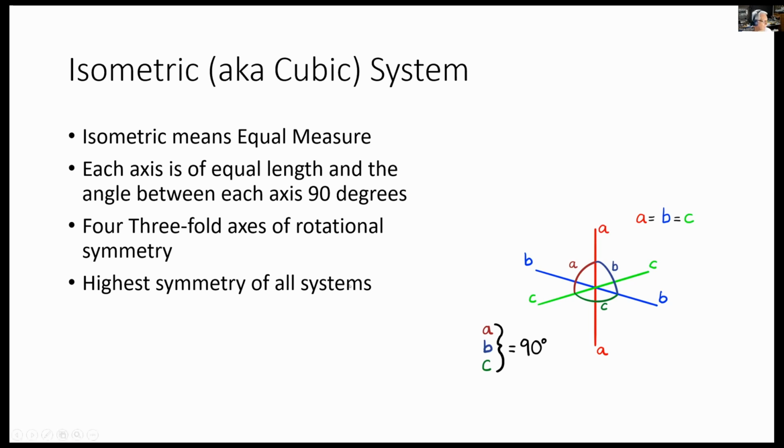You can see that each of the edges are the same length, and that's what makes it a cube. It has 4 threefold axes of rotational symmetry. So the center of the symmetry is going to be that midpoint where those lines join. And then if you rotate the cube, each time you rotate it, you'll get a full axis of rotational symmetry. And it's got the highest symmetry of all of the crystal systems.